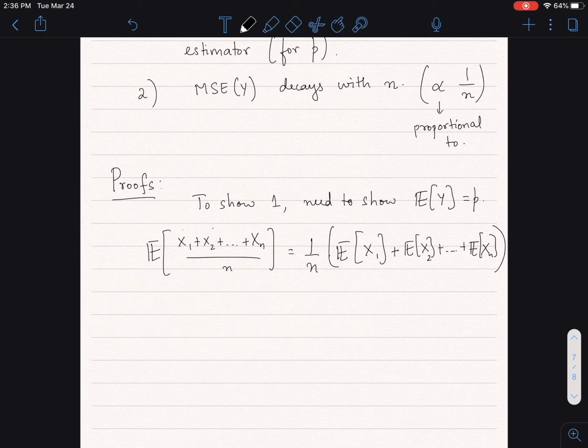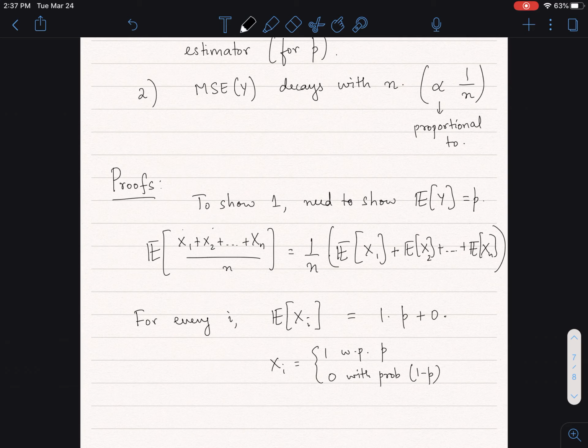So now what is, for every i, the expected value of xi? So what is this quantity? This one, xi is distributed as a Bernoulli, so it's 1 with probability p and 0 with probability 1 minus p. What does that mean? It means that the expected value of xi is 1 times p plus 0 times 1 minus p, and this is exactly equal to p.